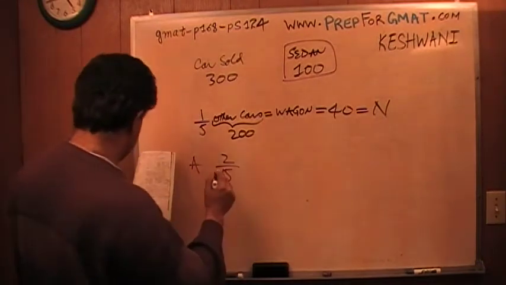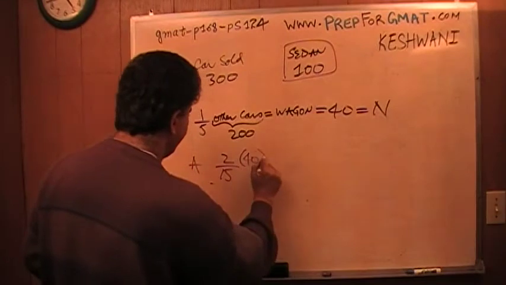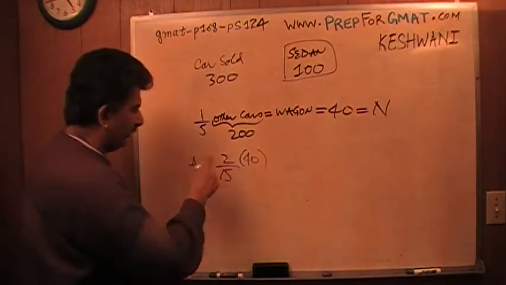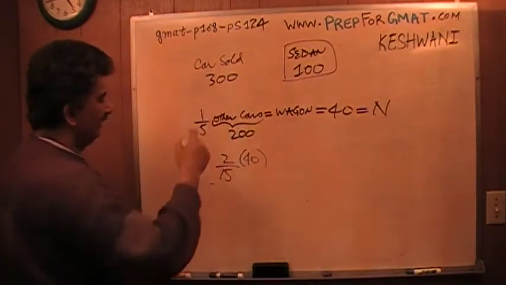2/15 times 40, that's not going to give me 100 because 2 times 40 is 80. 80 divided by 15 is not going to give me 100.